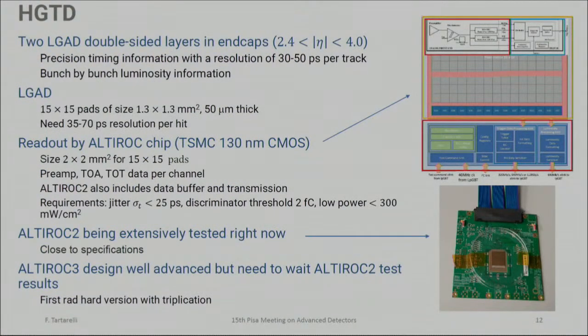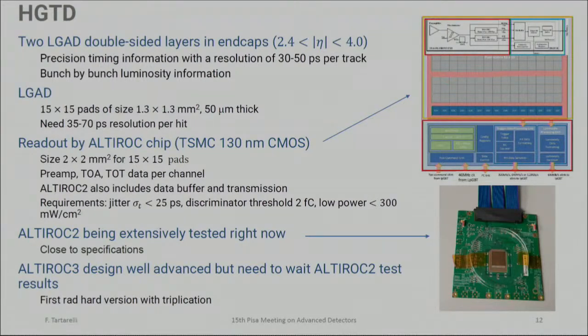Then there are the timing layers. These are two LGAD double-sided layers in the end cap. They will use LGAD sensors of this size, and they need a resolution at this level. The electronics is the ALTIROC chip, done in this technology. This is the size of the chip. It has a preamp, a time of arrival, and a time over threshold for each channel.